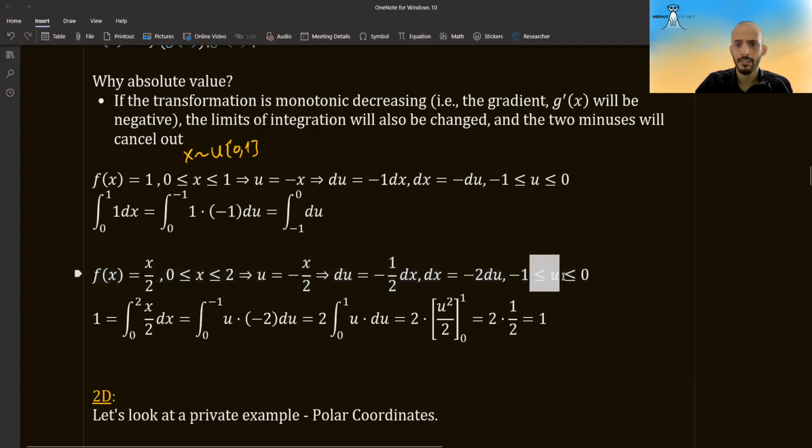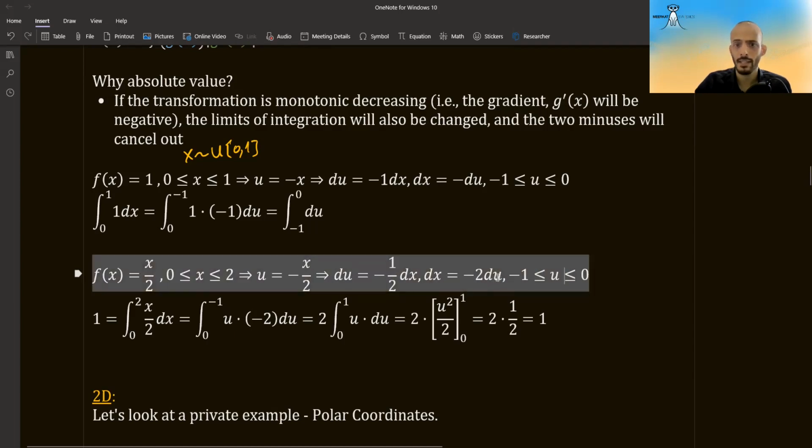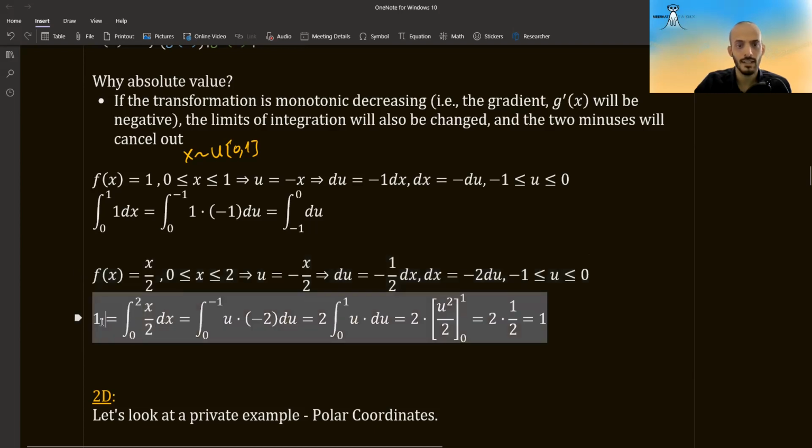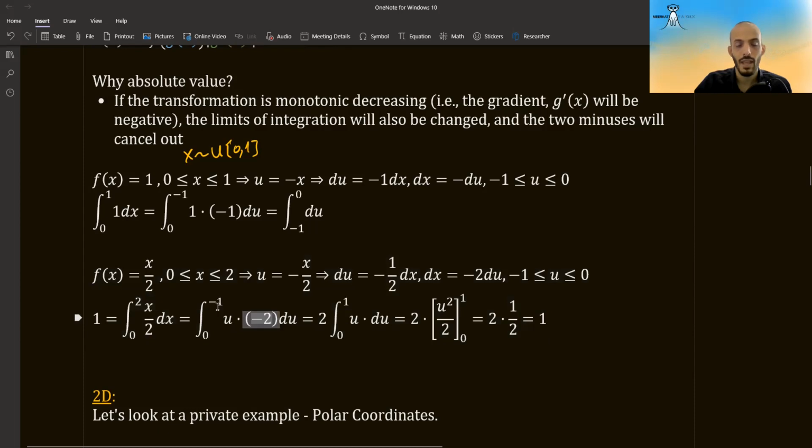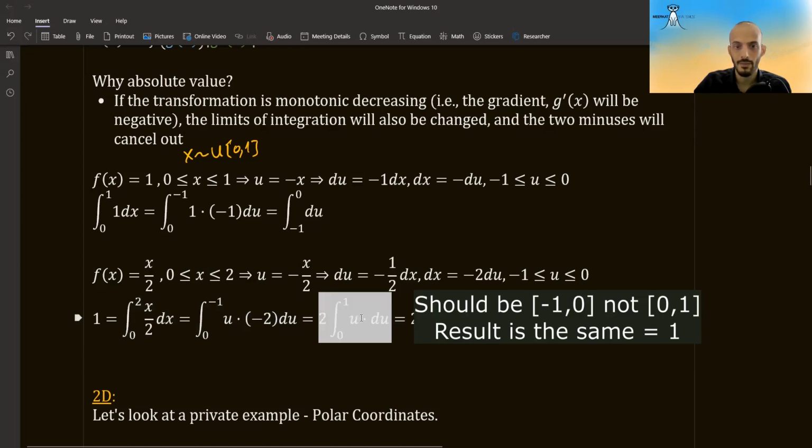And again, the limits of integration change. So if x was 0, it's now again 0. But if x was 2, then now it is minus 1. Okay, so if we move from this, which is 1, to this, we have to swap the limits of integration, and the swapping creates a minus, which cancels with this minus, and then we are left with this thing.